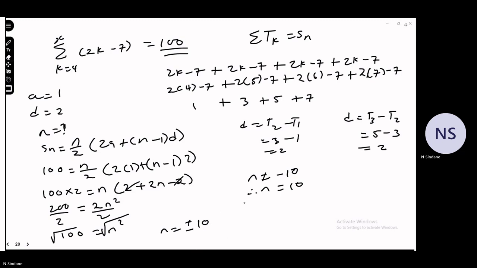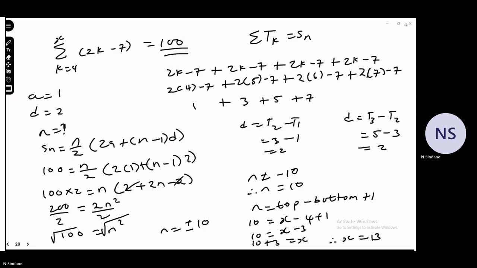But remember our formula. Our formula says n is equal to top minus bottom plus 1. And then top is x, minus bottom is 4, plus 1. Then n is represented by 10. So we have 10 is equal to x minus 3. This to the other side, it will be 10 plus 3 is equal to my x. Therefore, x is equal to 13, right?